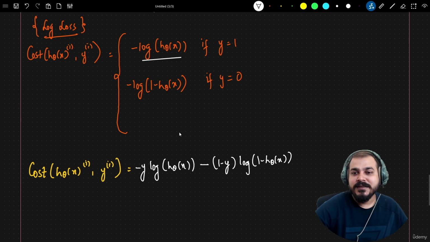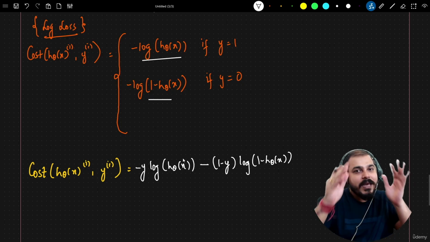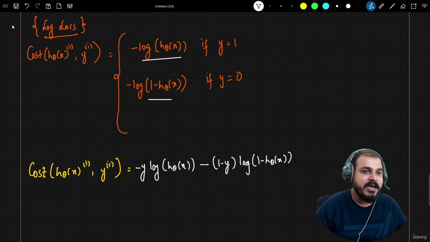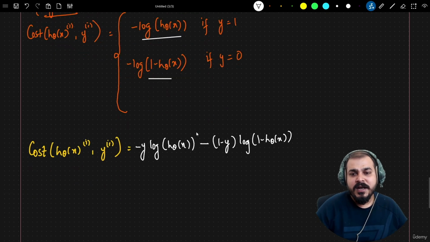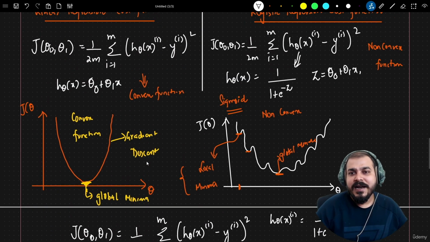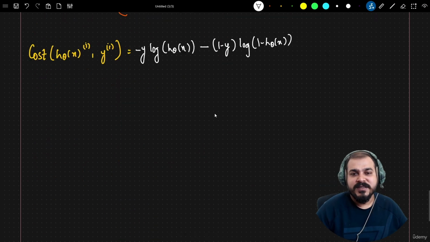If I replace y with 0, at that point of time, this will become entirely 0, and I'll be remaining with this specific equation. So with the help of this, we will be able to get a cool convex function for gradient descent. That is the reason why we specifically use it. Now, this entire cost function that I've written over here, I'm going to replace it with this specific value.